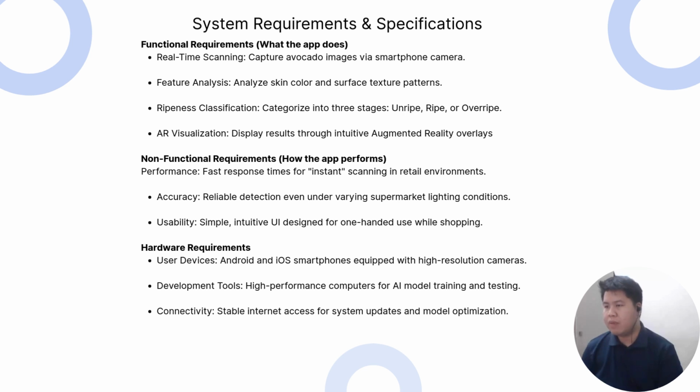For system requirements and specification, the functional requirements are real-time scanning, feature analysis, and ripeness classification, categorized in three stages: unripe, ripe, or overripe. AR visualization displays results through an intuitive augmented reality overlay. Non-functional requirements: performance, a fast response time for instant scanning in a retail environment. Accuracy has to be reliable detection in supermarket lighting conditions. Usability, a simple, intuitive UI design for one-handed use while shopping.